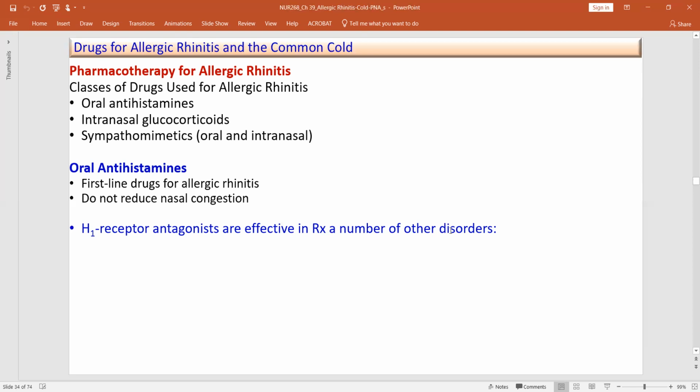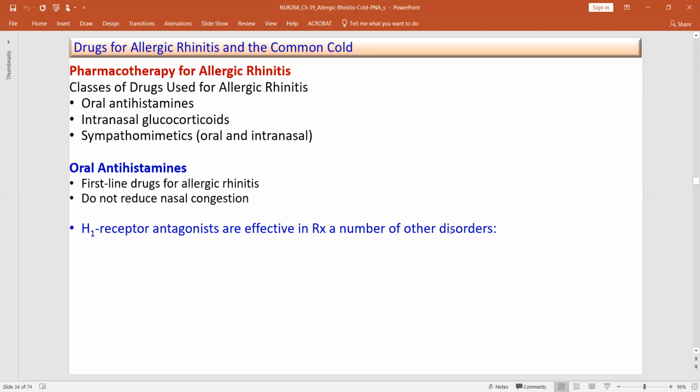They do not reduce nasal congestion. Most effective if taken prophylactically. So it's not after the condition or the episode has occurred. It's more to prevent the event, or prevent the allergic rhinitis condition from happening. So we can manage the disease prophylactically, not after it happened.